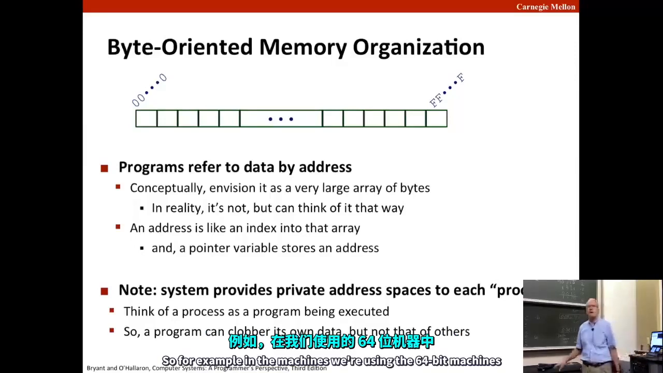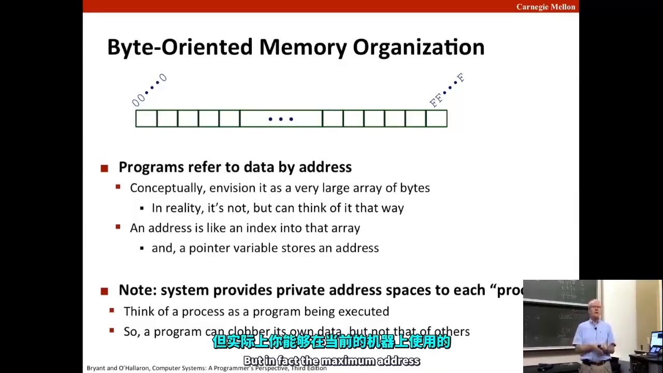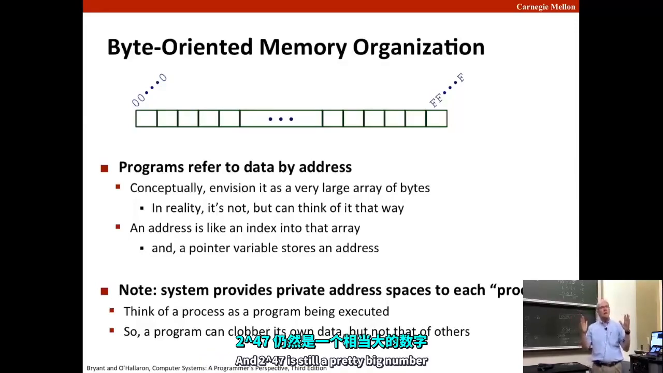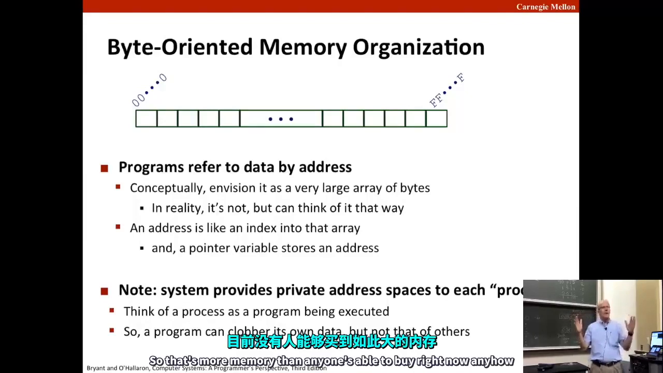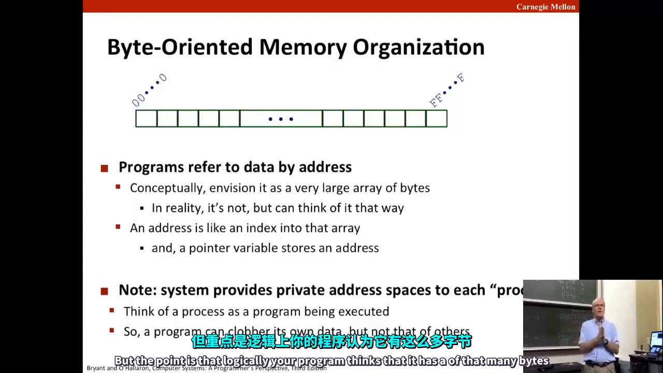So for example, in the 64-bit machines we're using, an address is represented in 64 bits. But in fact, the maximum address you're allowed to use in current machines is 47 bits. And 2 to the 47th is still a pretty big number. That's more memory than anyone's able to buy right now anyhow, and so that's a reasonable restriction. But the point is that logically, your program thinks that it has an array of that many bytes.